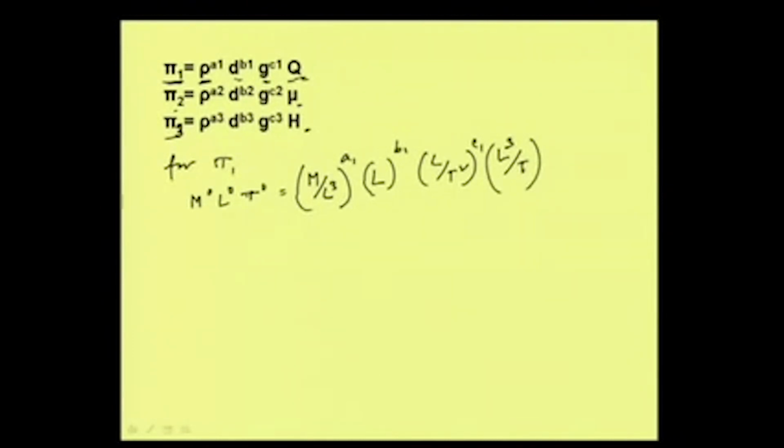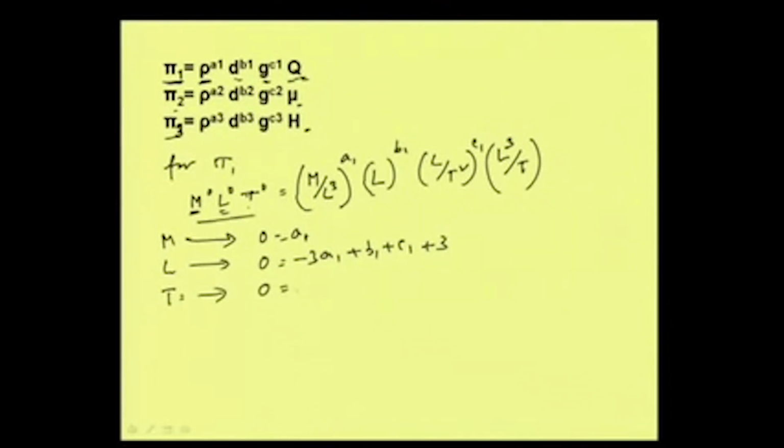Then again, just like we did earlier, if we equate the m values, m will give us one equation, L will give us one equation, and T will give us one equation. So from this, for m we get 0 is equal to a1, because in the other terms m is not there. Then L will give us a relation that 0 is equal to minus thrice a1 plus b1 plus c1 plus 3, and then T will give us one relation, 0 is equal to minus twice c1 minus 1.